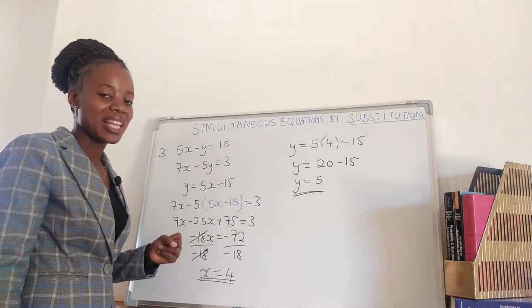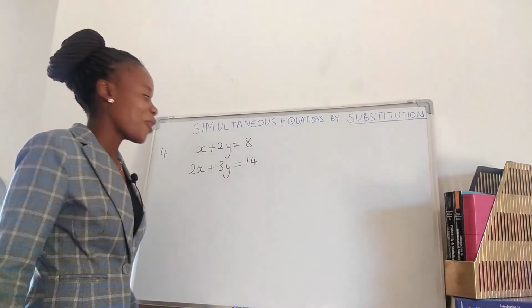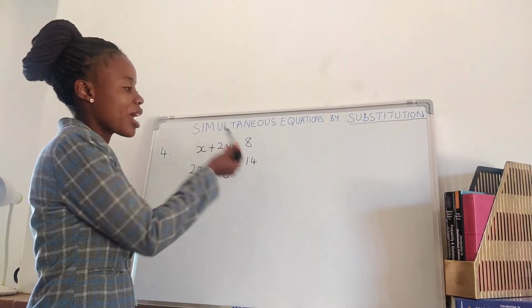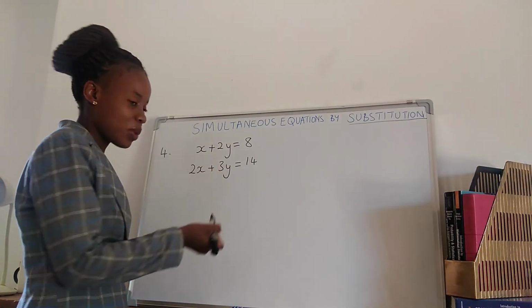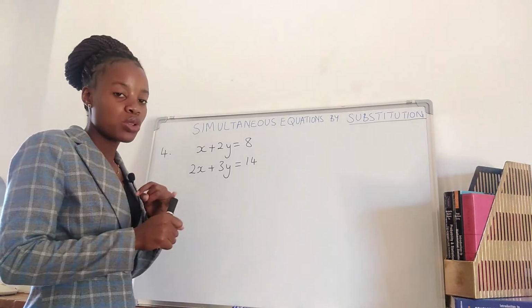Okay, now let's do the last one. Let's do number 4. Number 4, we have x plus 2y equals 8 as our equation 1. In equation 2, we have 2x plus 3y equals 14. We're supposed to solve for x and y.